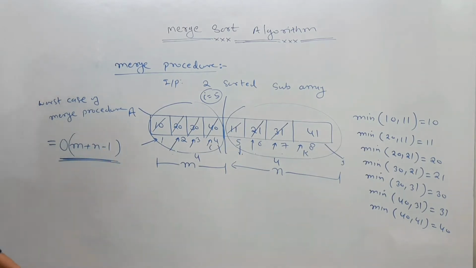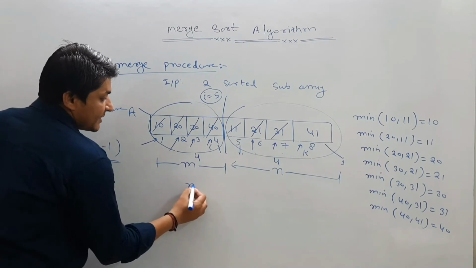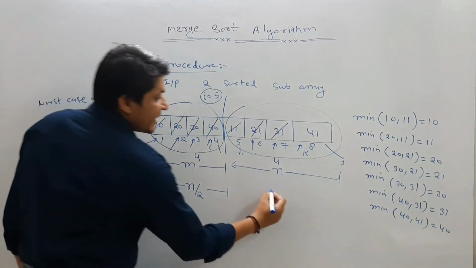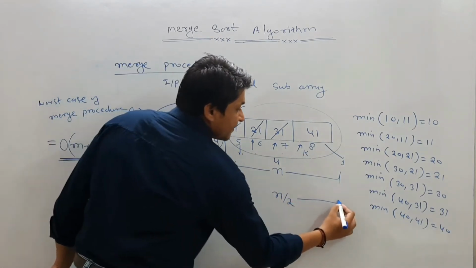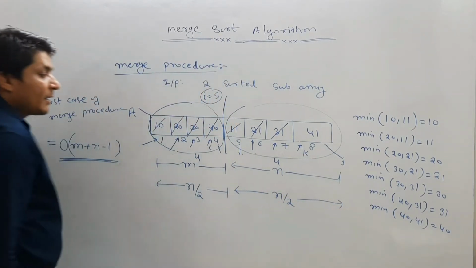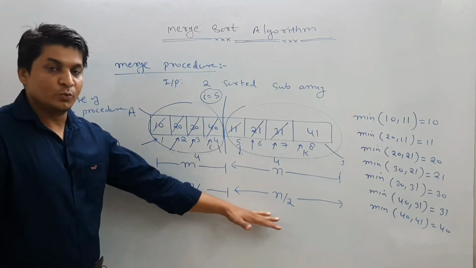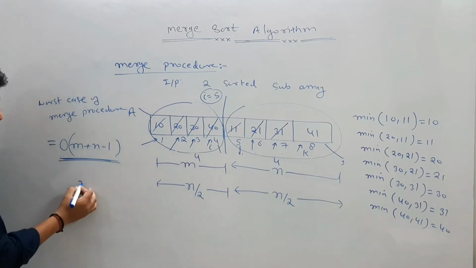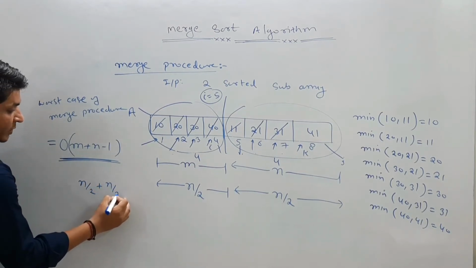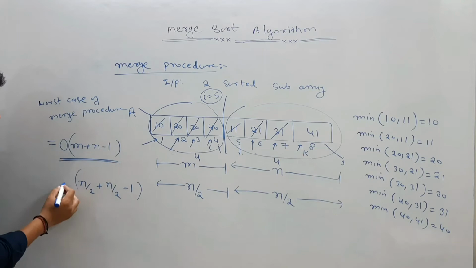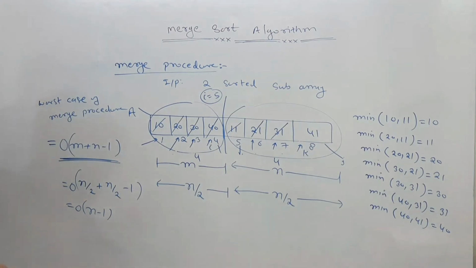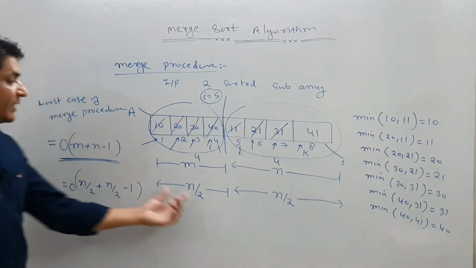Correct? Now let me ask you, let's suppose this array contains n by 2 elements, and this array also contains n by 2 elements. In the worst case, how many comparisons will I do? So n by 2 plus n by 2 minus 1. This is the worst case number of comparisons. If you simplify, it is going to be n minus 1. So these many comparisons we will make in the worst case if the size of each array is n by 2.